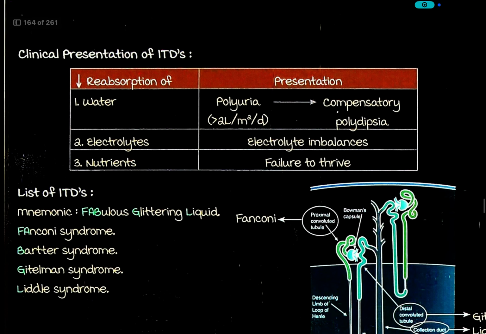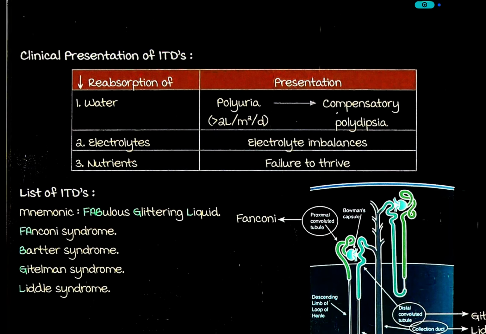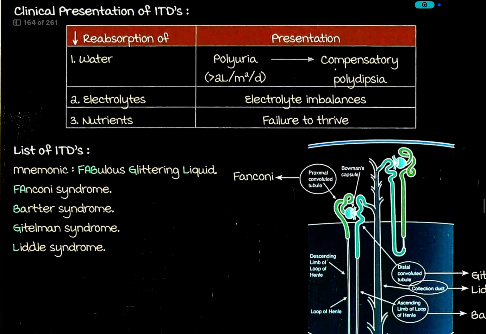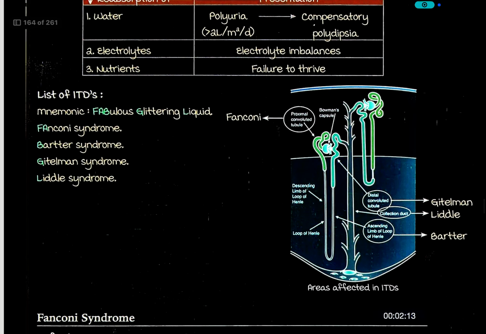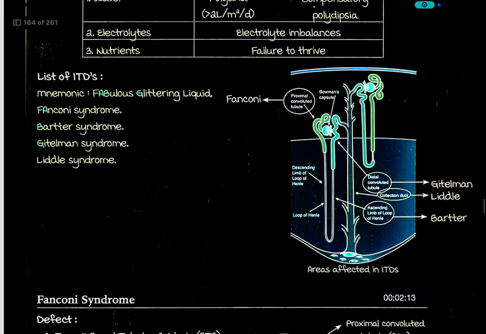Inherited tubular disorders. Clinical features of inherited tubular disorders. What are the clinical features? That is decreased reabsorption of water, electrolytes, and nutrients. Because of decreased reabsorption of water, there is polyuria, more than 2 liter per meter square per day, and therefore there is compensatory polydipsia. Electrolyte reabsorption is less, so there are electrolyte imbalances, and nutrient absorption is less, so there is a failure to thrive.